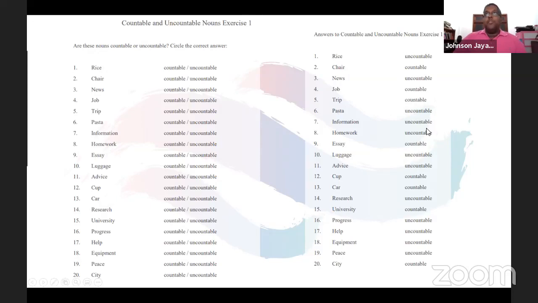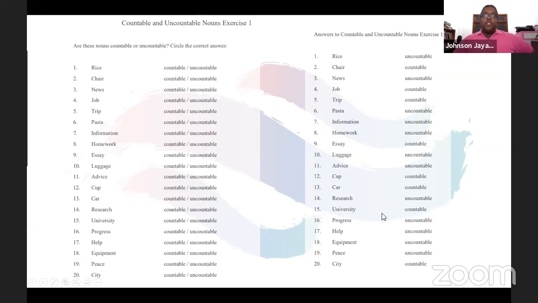Pasta, again, like rice, you can't count. Information, again, uncountable. Homework, again, uncountable, is just a general term for all the schoolwork you get. Essays, yes, you can write one essay, two essays, three essays, etc. Luggage, again, uncountable, is a general name given to suitcases, okay? Advice, again, uncountable. Cup, countable. Car, countable. Research, uncountable, obviously.